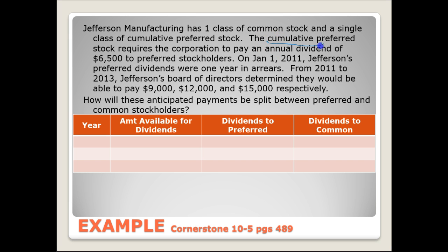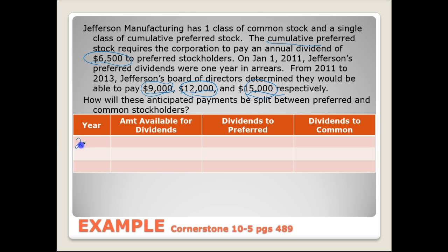Remember the cumulative. On January 1st, Jefferson's preferred dividends were 1 year in arrears, and that amount per year should be $6,500. From 2011 to 2013, Jefferson's board of directors determined they would be able to pay $9,000 in dividends, $12,000 in dividends, and $15,000 in dividends, respectively. Meaning, in 2011, they'll have $9,000 available for dividends. In 2012, $12,000, and in 2013, $15,000 available for dividends.